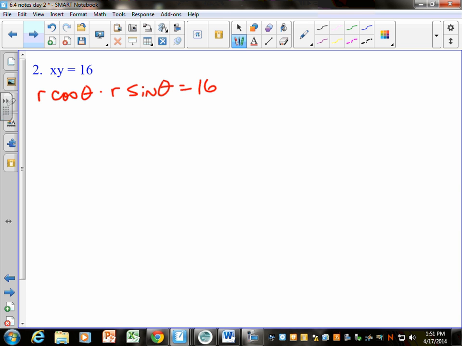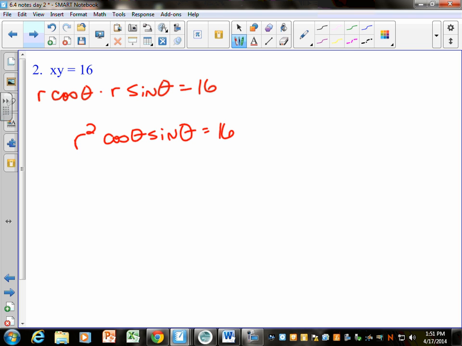And then it's just simplifying from there, trying to somewhat match the back of the book, or trying to at least isolate r a little bit by itself. So for me, when I did this one, r times r is r squared.